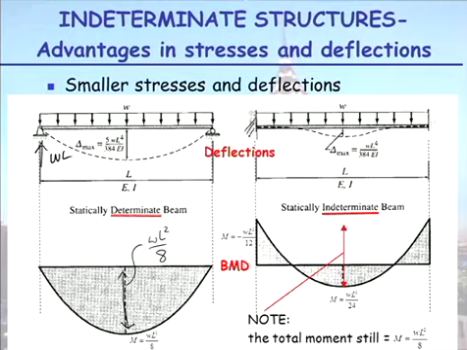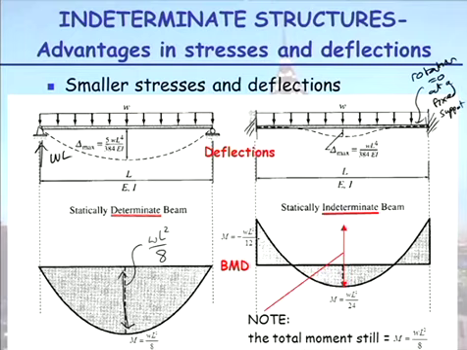fixed our supports here. If you look at the deflected shape here, because we know the rotation equals 0 at a fixed support, our structure deflects far less. So therefore we wouldn't require as big a beam for serviceability limit state design. When we look at our bending moment diagram, our bending moment diagram actually it's pulled up.